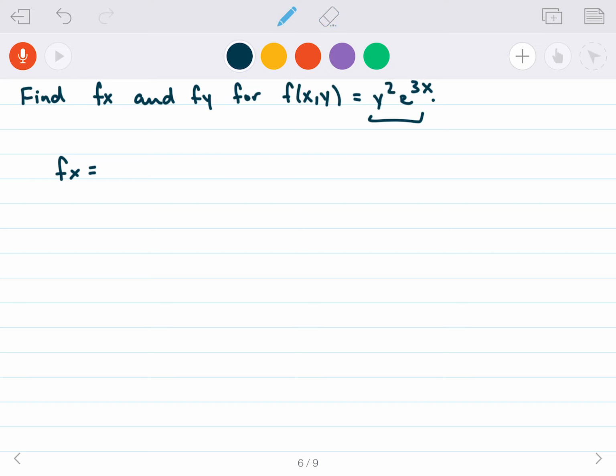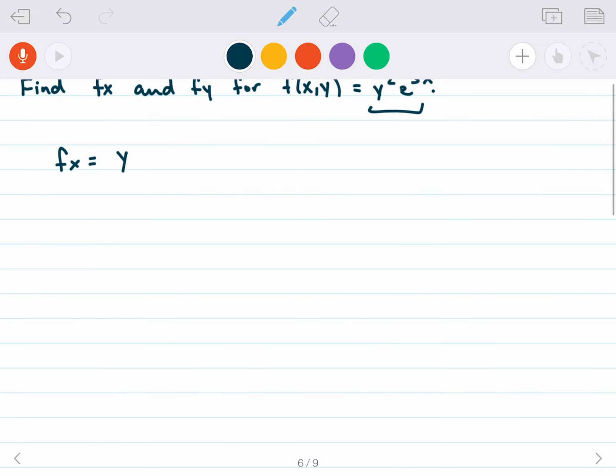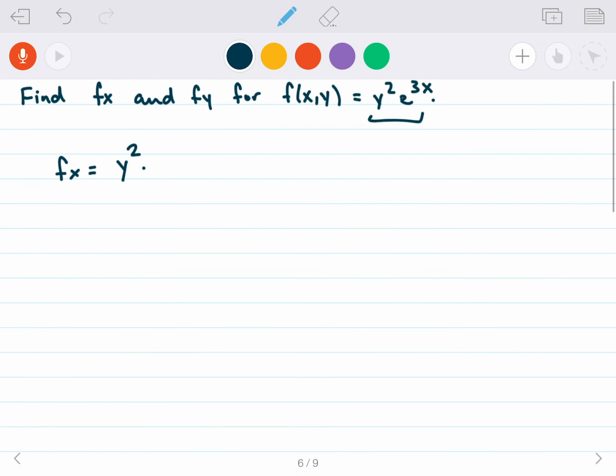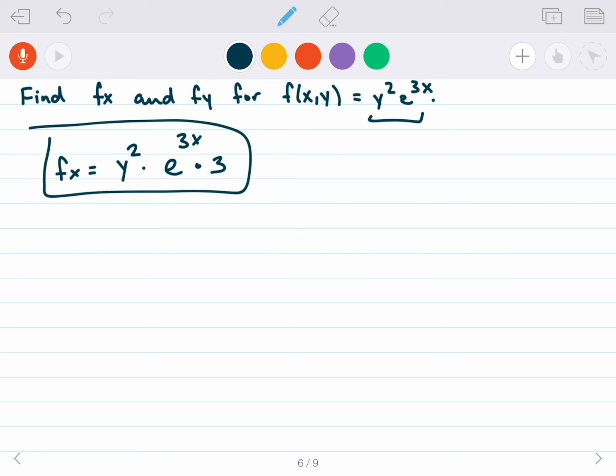So product rule, so we keep the first y squared times the derivative of the second. Well, the derivative of e to the 3x is just going to be derivative of the outer function, which is e to the 3x, times the derivative of the inner function. So the derivative of 3x is 3, okay? And that's it. I could leave it like that. I could write it a little prettier, but I'm just going to leave it like that.